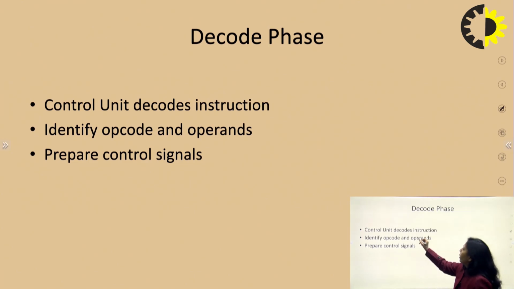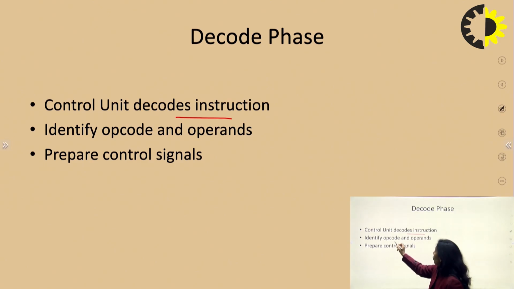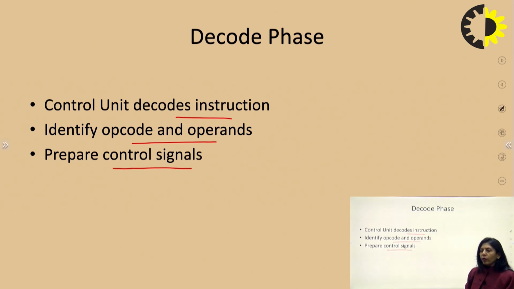Control unit then decodes the instruction. As we have just seen how it decodes the instruction, it divides the whole instruction into 3 parts. One part is the opcode, another part is for the address, and the third part is for the direct or the indirect addressing. When it identifies the opcode and the operands, it just prepares the control signals as to which particular memory or which particular signal needs to be started.